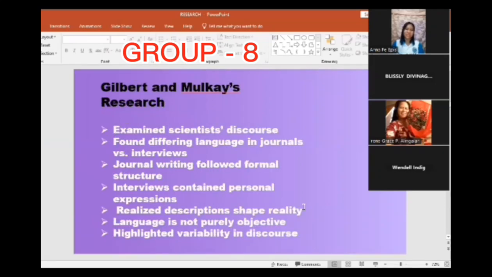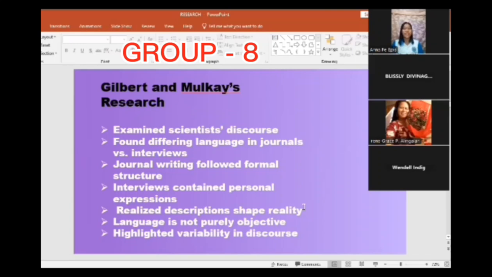In Gilbert and Mulkay's research, they analyzed scientists' written and spoken discourse. They compared formal scientific writing to informal discussion and found differences. Language used in journals was different from language in interviews. The academic writing was structured and objective. Journals used a specific and formal way of writing that presented facts. And the interviews were informal and personal. Scientists spoke differently when interviewed, using personal opinions, experiences, and stories.